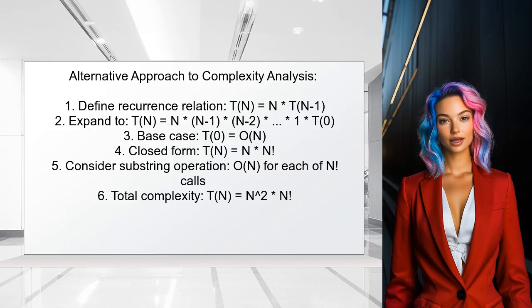They note that the base case, T(0), involves printing the prefix, which is an O(n) operation. This leads to a closed form of n times n factorial. Additionally, they highlight that creating the substring in each recursive call is also O(n), and since this occurs for n factorial calls, the overall complexity becomes n squared times n factorial.